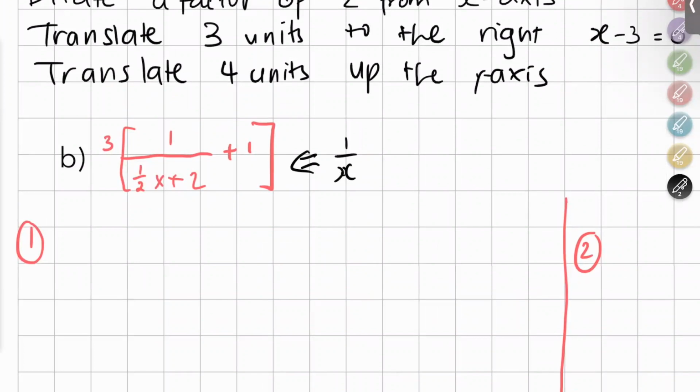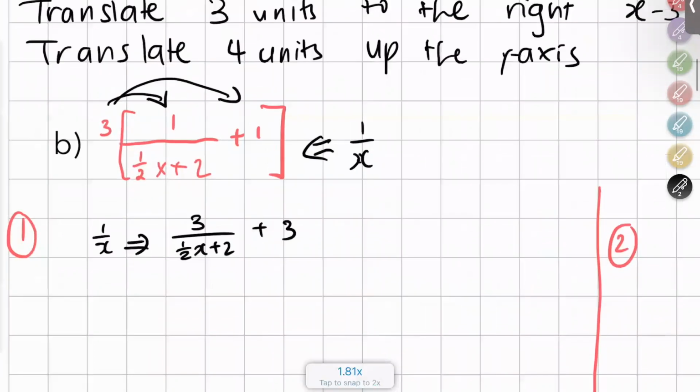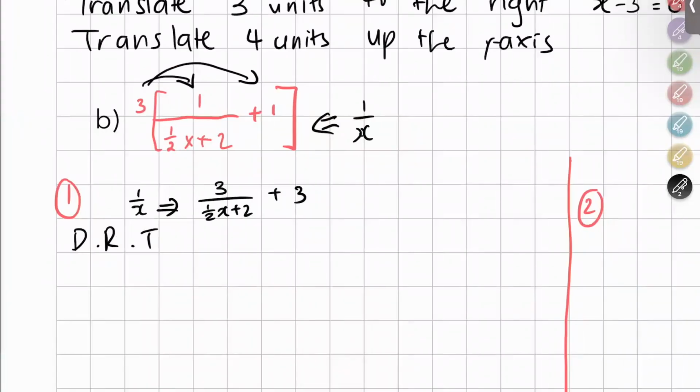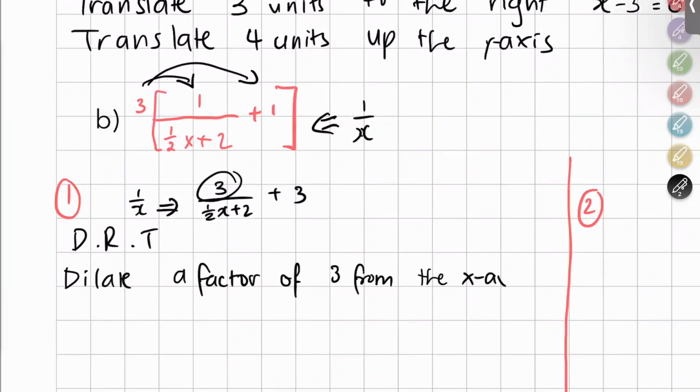So the first step, obviously I'm going to expand it, which gives me, so 1 over x, we're turning it into 3 over half, x plus 2 plus 3, because you're timesing out each term, okay? Now, first step, obviously following DRT, you have to ask yourself, where's the dilation? Very easy. There's 3 here. We say dilate a factor of 3 from the x-axis.